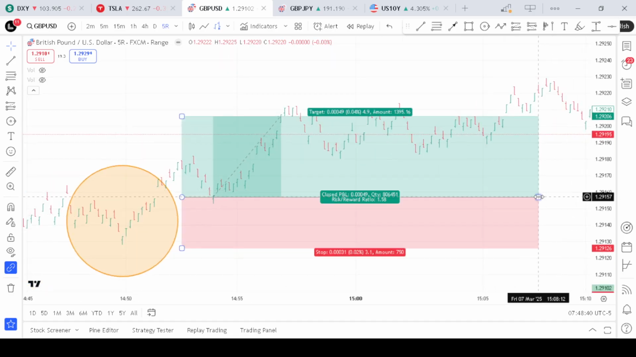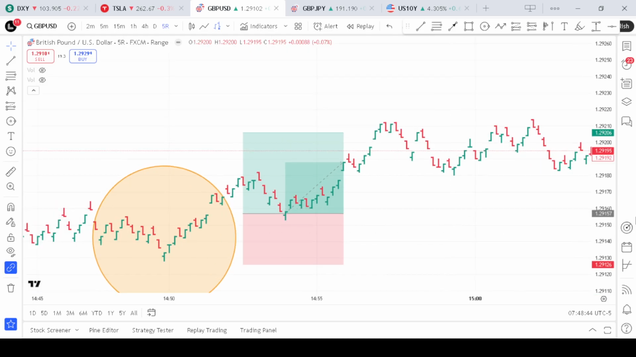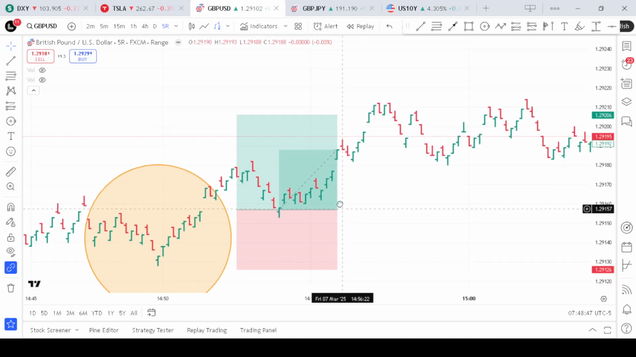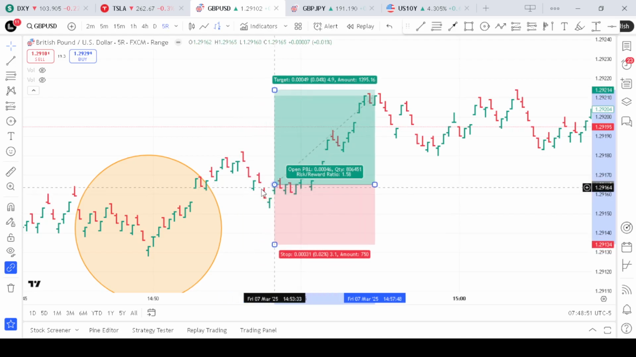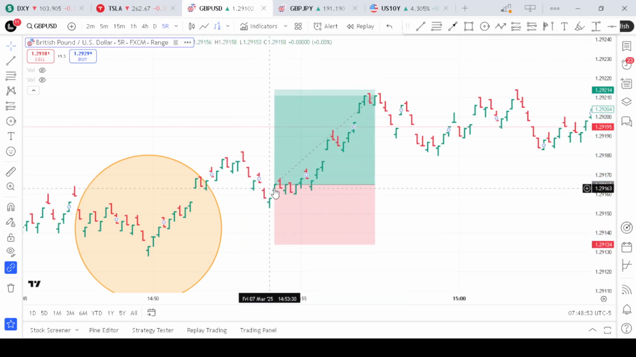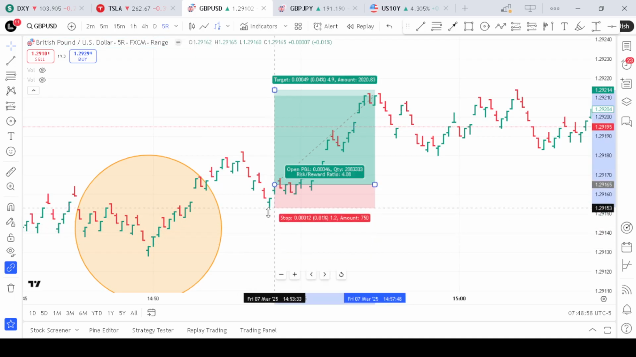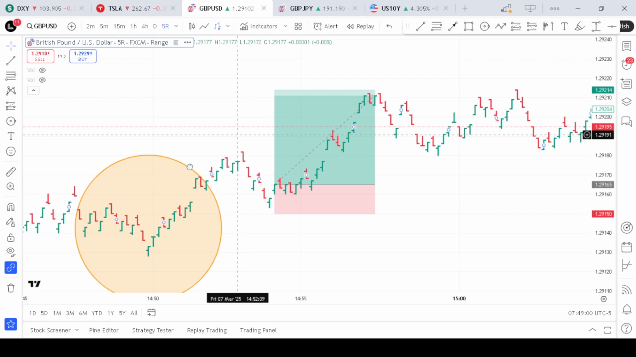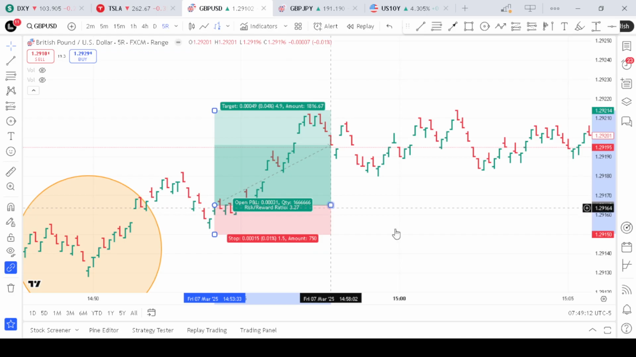This is the area where we wanted to enter from, and at this area we just need to look for our entry pattern when price closes above the previous range bar candle's high. You put your stop loss just below the low of the range bar candle, and you see it has given us a reduced stop loss, and we can target a higher risk to reward area.